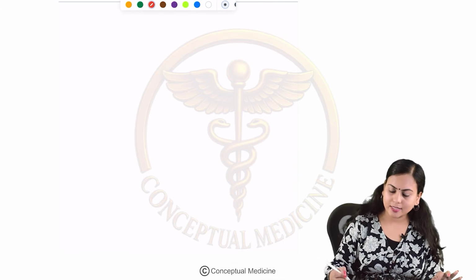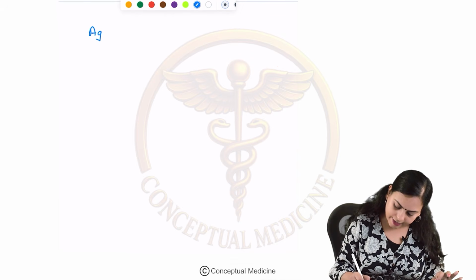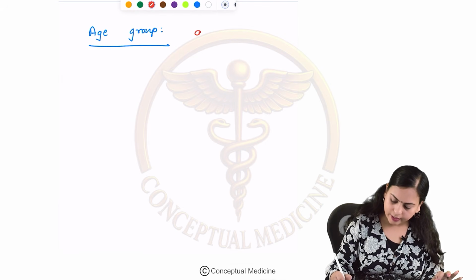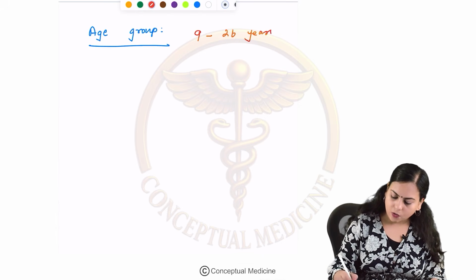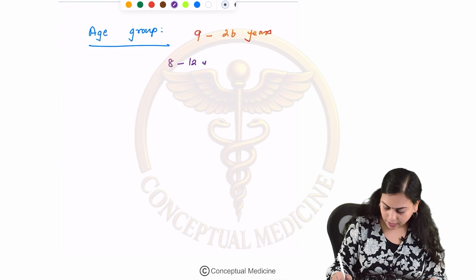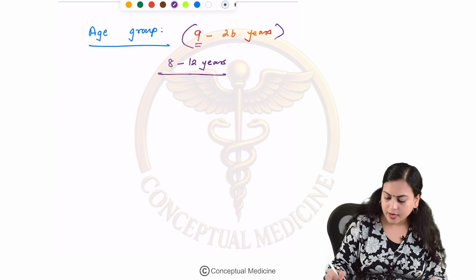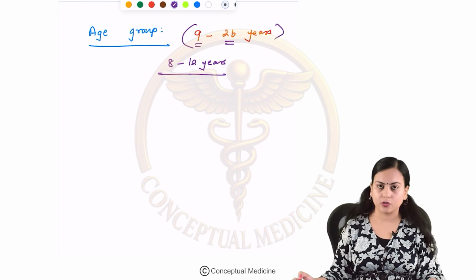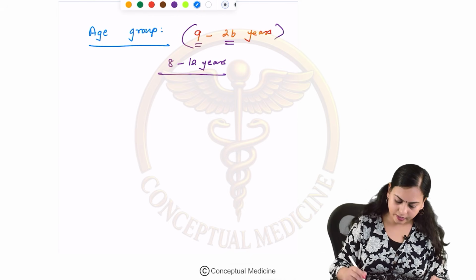Okay. Now, let us see the age group. Age group for giving this vaccine will be between 9 to 26 years. So, ideal age is actually 8 to 12 years, but you can cover people at least from 9 years and extend it up to 26 years also.